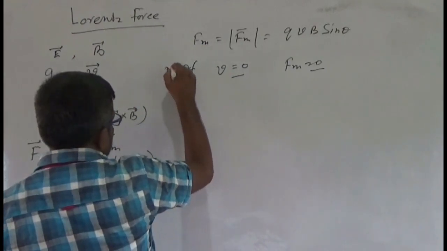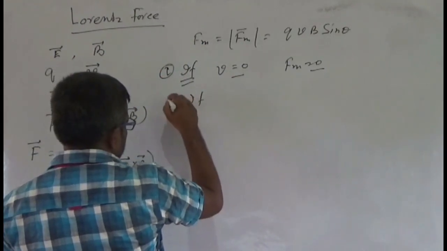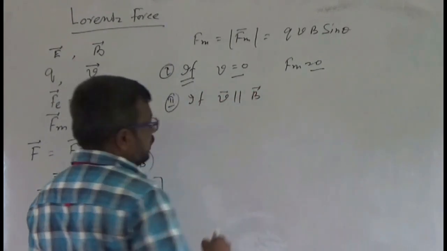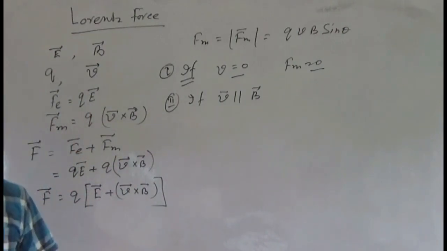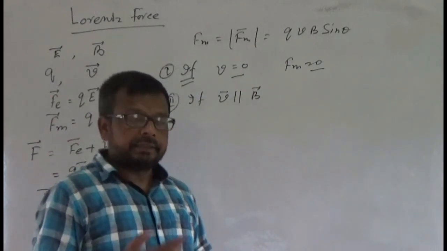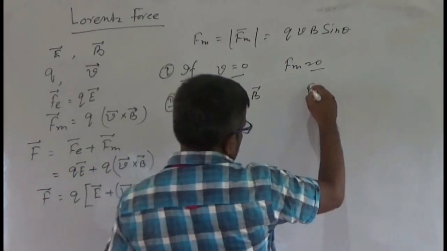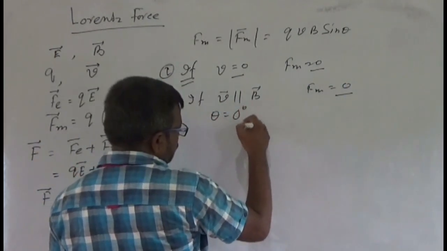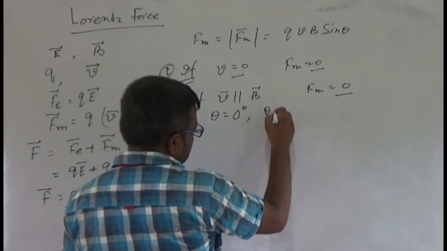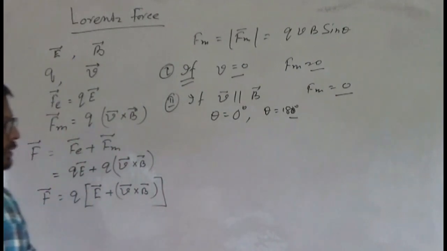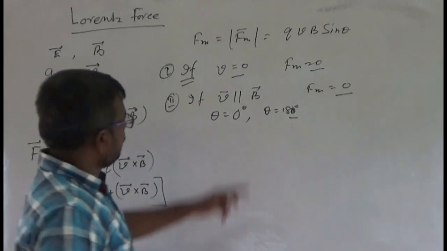Number two, if V is parallel or anti-parallel to the direction of the magnetic field, then also Fm is equal to 0. V parallel to B means theta is equal to 0. V anti-parallel to B means theta is equal to 180 degrees. In both cases, sin theta is equal to 0: sin 0 is 0, and sin 180 degrees is also 0. Therefore, Fm will be 0.